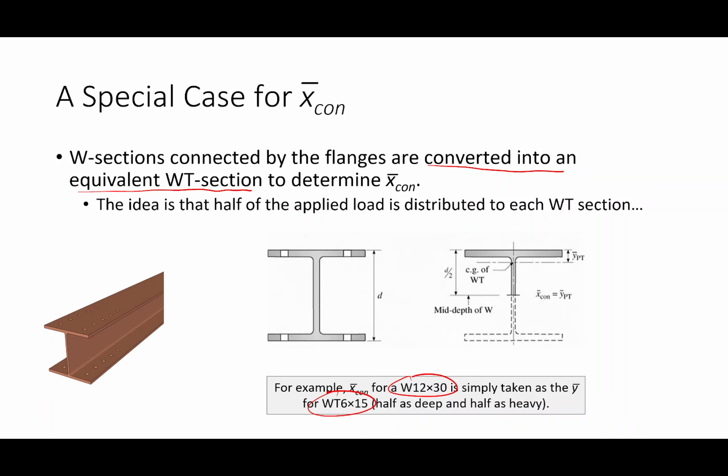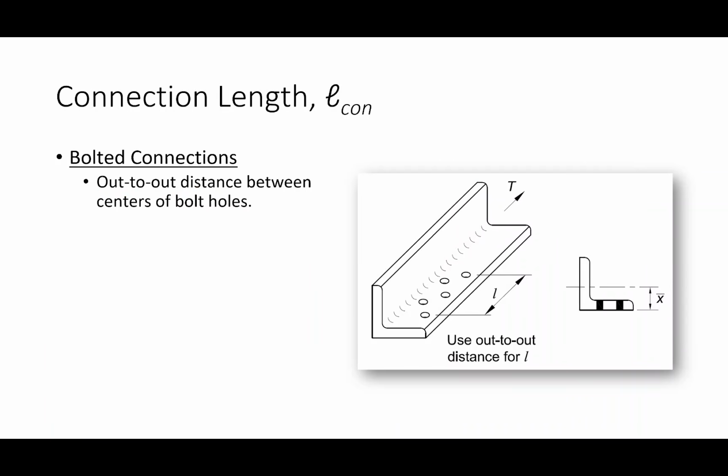Okay? Everybody good? Okay. As for the connection length, it is the out-to-out distance between center of bolt and center of bolt. My main reason for showing you this is that I want you to understand that there is a difference between that dimension and this dimension. This dimension is going to become important later when we look at block shear. But for now, I just want to go center of bolt to center of bolt.